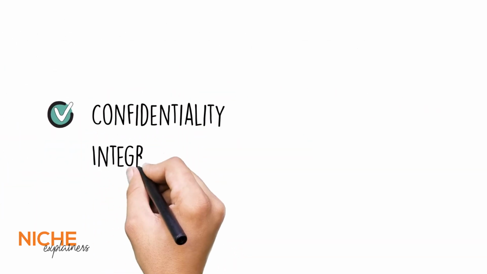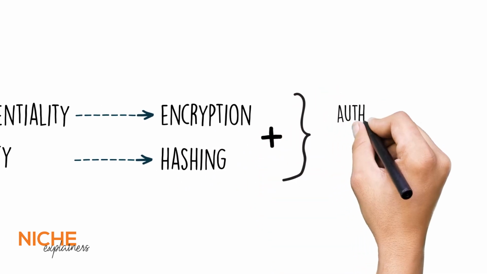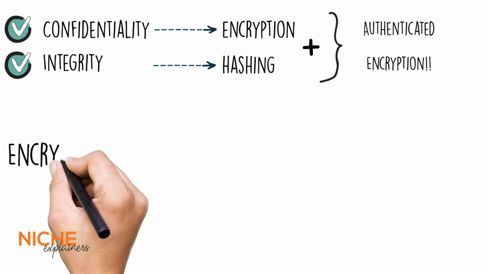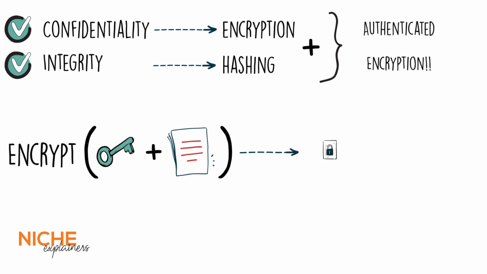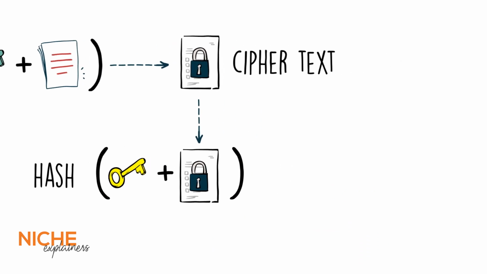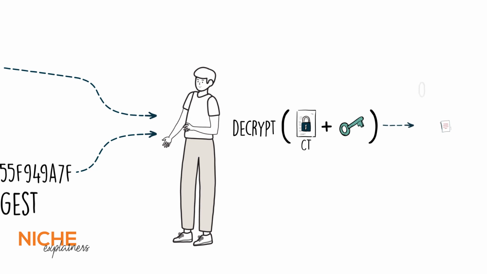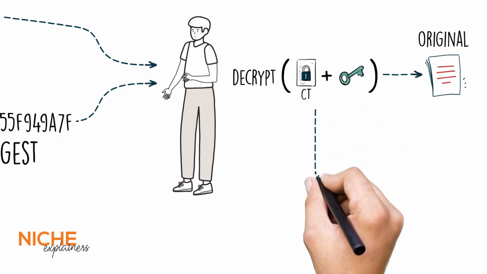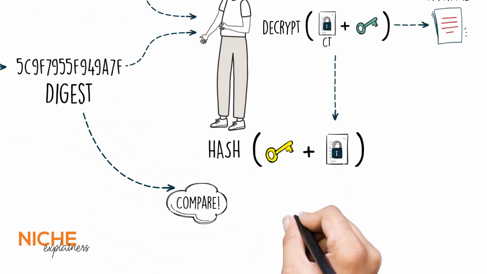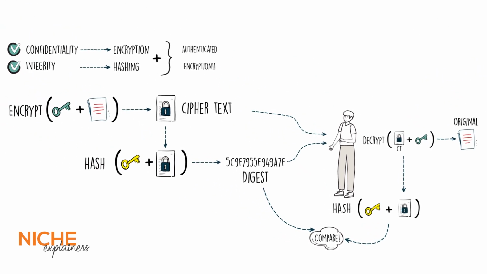If we wanted to achieve confidentiality and preserve integrity, we can combine the encryption and hashing techniques to create what is called an authenticated encryption system. Here, Alice can encrypt the message using her secret key to produce ciphertext, and then feed the ciphertext into the hash function with the secret key. Bob will decrypt the ciphertext using his secret key to retrieve the original text and also feed the ciphertext into the hash function with his key to verify that the ciphertext has not been tampered with. This is a secure building block for many protocols, including blockchains.